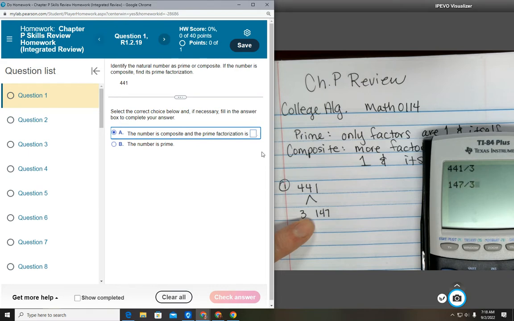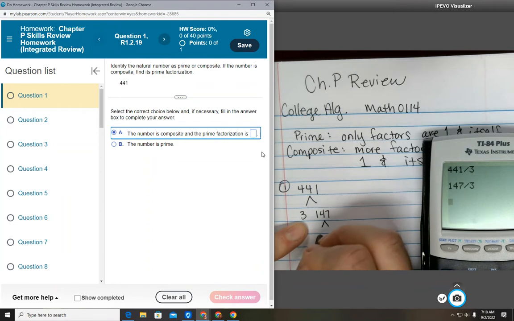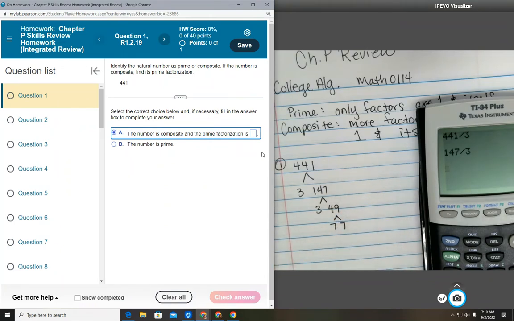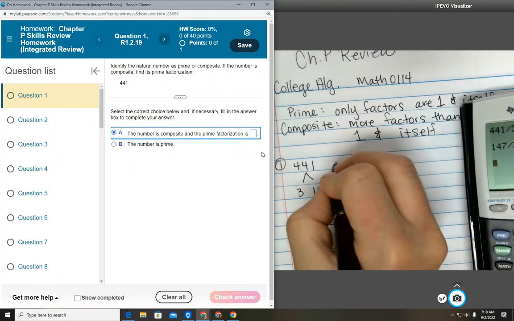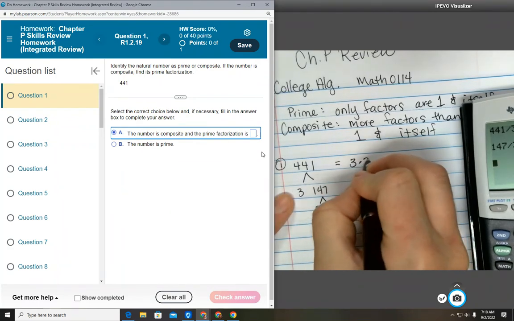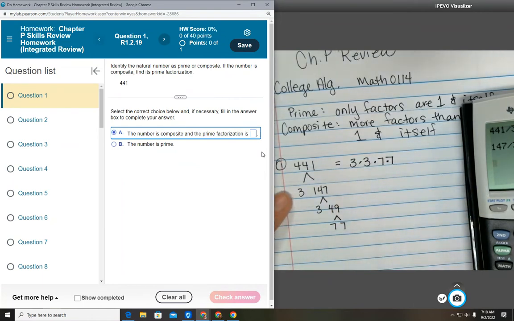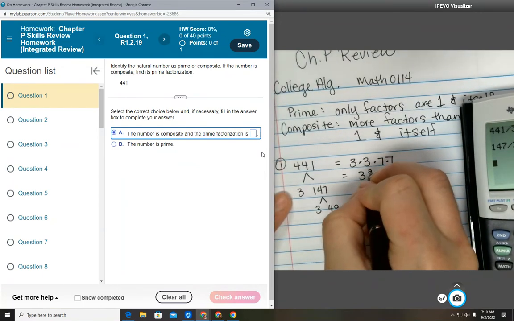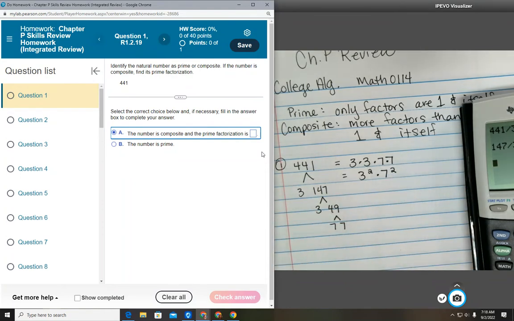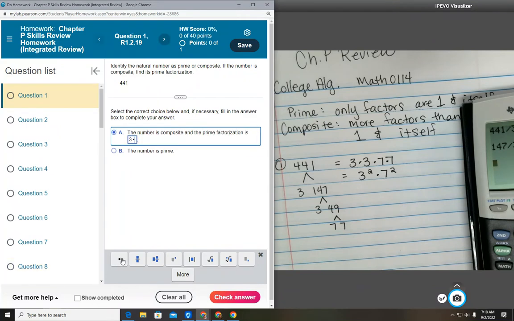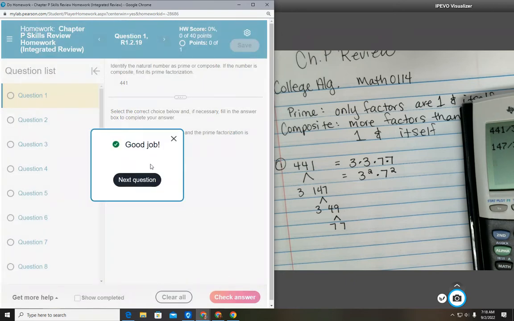It's not even, so let's see if it can divide by 3. Oh, it does. So 3 and 49. And then 49, I know that that's 7 and 7. So you make a factor tree. So that means my prime factorization is 3 times 3 times 7 times 7. We could also write it as 3 squared times 7 squared. So let's see what way they like to see it. 3 times 3 times 7 times 7. Okay, good.